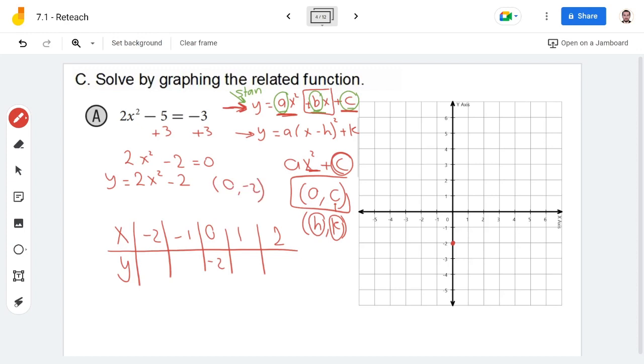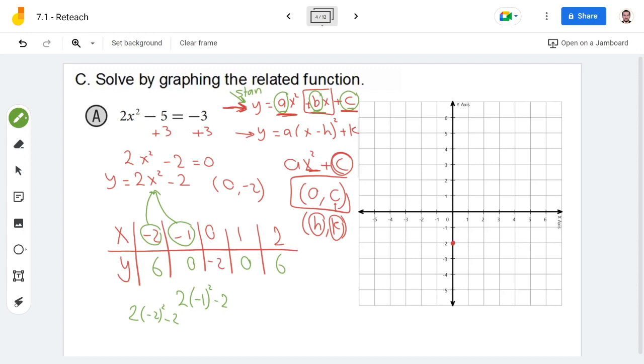Now let's replace each number in the x here. So let's do it mentally. 2 times negative 1 to the power of 2 minus 2. So negative 1 to the power of 2 is 1, 2 times 1, so 2 minus 2 is equal to 0. Then let's replace negative 2, so 2 times negative 2 to the power of 2 minus 2. Negative 2 to the power of 2 equals 4, 4 times 2 is 8, 8 minus 2 is 6. So this one should be 0, this one should be 6.